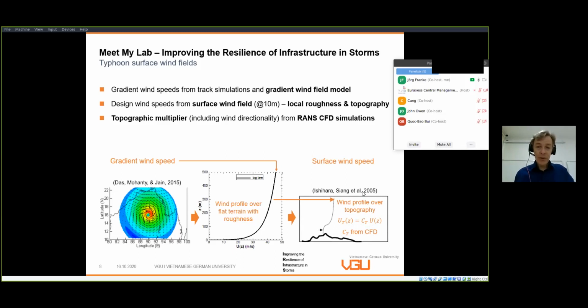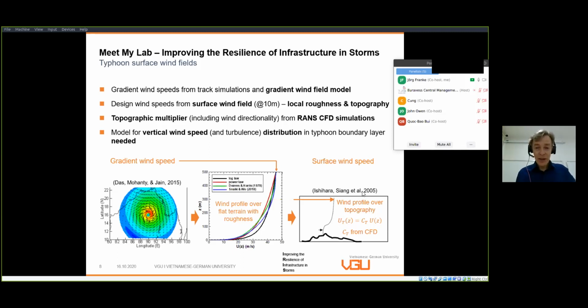Now, a small problem that we are currently investigating is that there is not only one simple model for the wind profile over flat terrain. There are more models, and when we do CFD, we also need turbulence information, not only the mean wind speed, and there we are currently investigating what kind of model is the most suitable. A small collection is shown in this figure in the center below that you see.